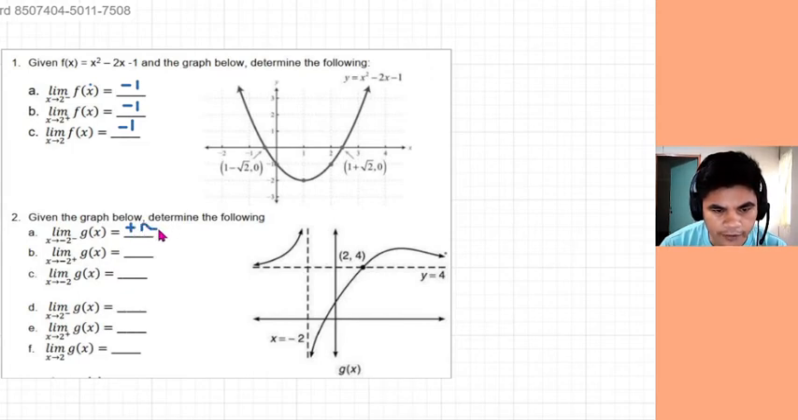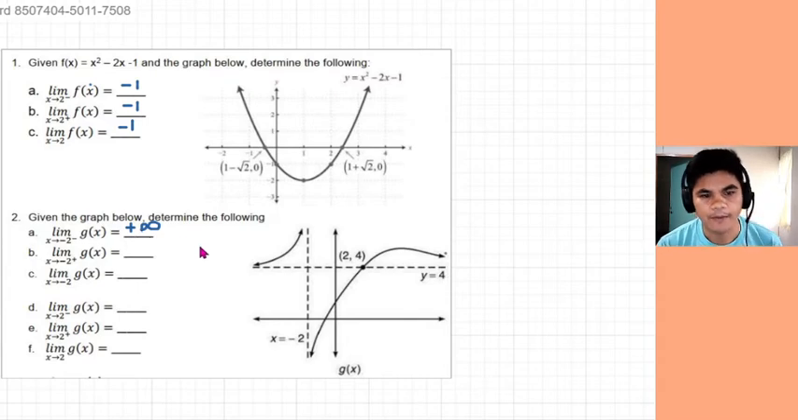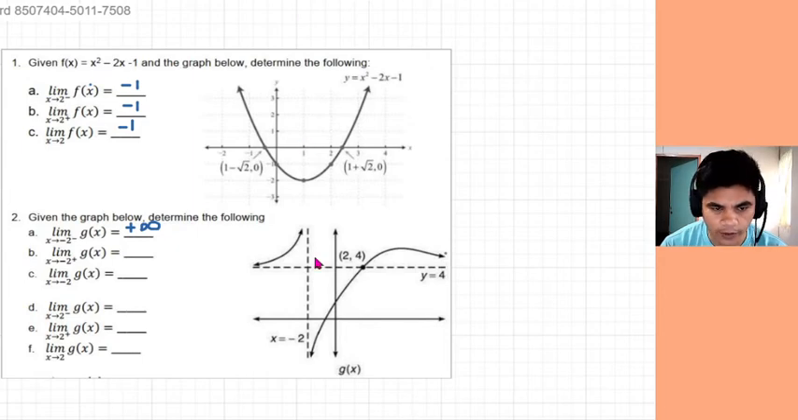How will I draw infinity? Okay, positive infinity. The graph will continue upward and upward and upward. So that is why the limit of g(x) as x approaches negative 2 from the left is positive infinity. Now, how about the limit of g(x) as x approaches negative 2 from the right?